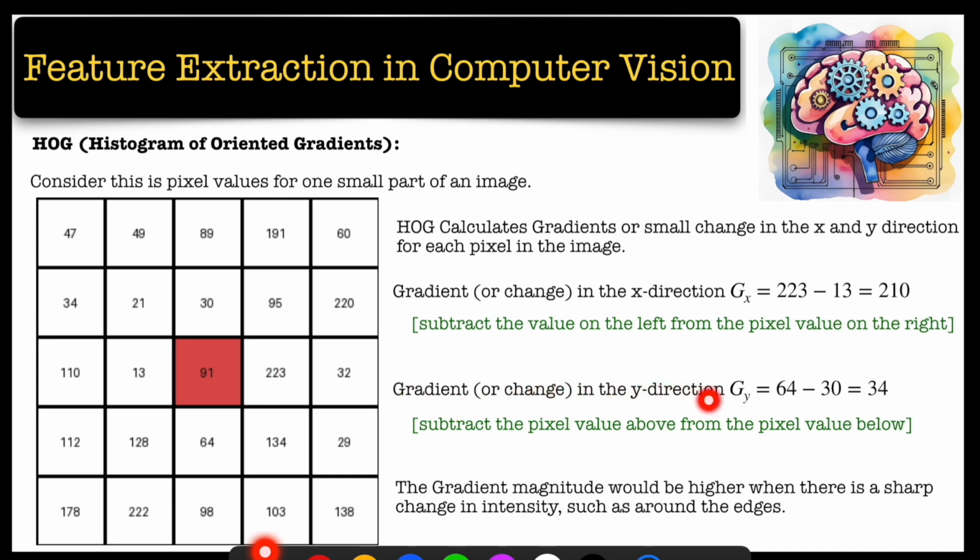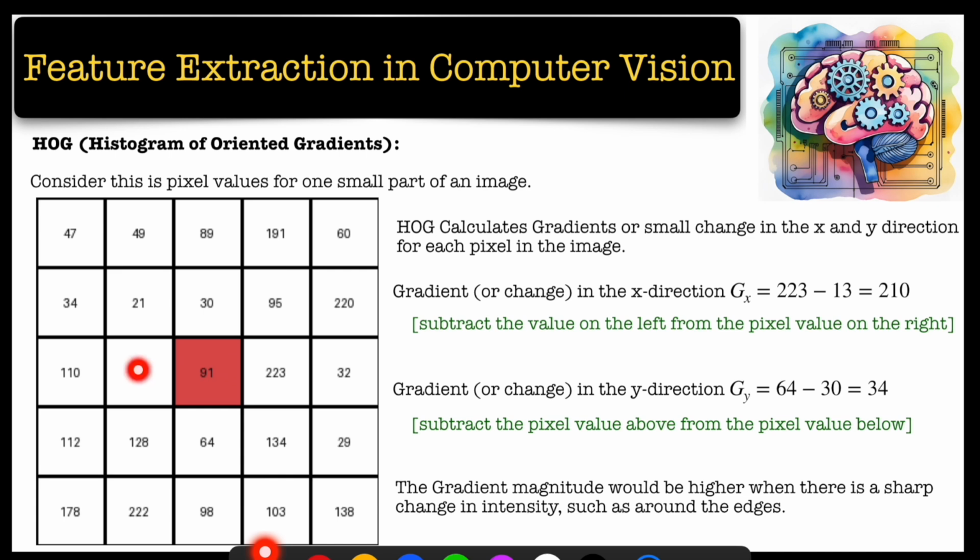Gradient or change in the y direction, how will we get it? We'll subtract the value above from the pixel value below. So we'll subtract this one from this one. This gradient magnitude will be higher when there is a sharp change in intensity, such as around the edges.